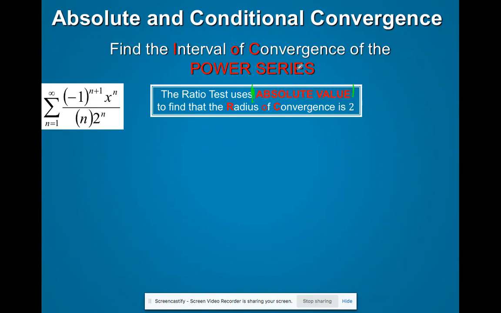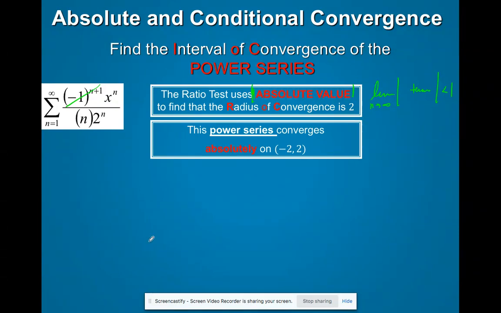Because the ratio test is the limit as n goes to infinity of the absolute value, and you put your terms in here. So when you put this whole series in absolute value bars, the sign alternator is ignored. The radius of convergence is 2 with a center of 0. That means the power series converges absolutely on the open interval -2 to 2. We just didn't use the word absolutely before. We just said the radius of convergence is 2. But now I'm going to turn that into an interval and say the power series converges absolutely, -2 to 2.